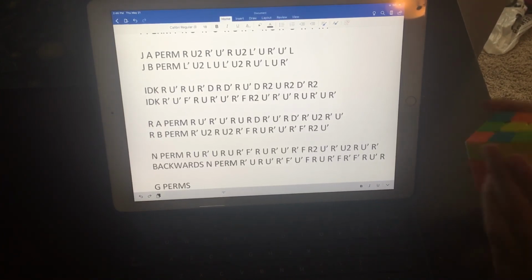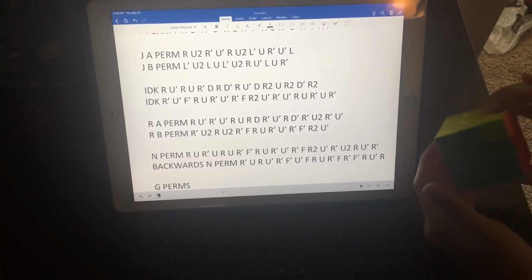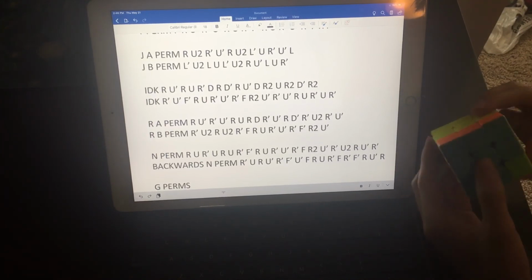So, how do you solve the cube? Remember, you have to do the beginner's method, solve the yellow cross, and either learn OLL or not. That's up to you. See here, I have a perm.